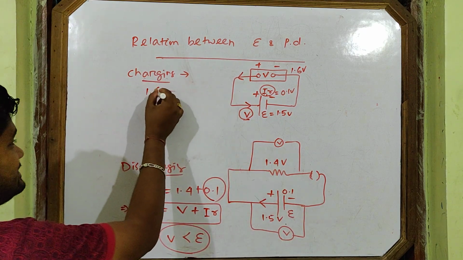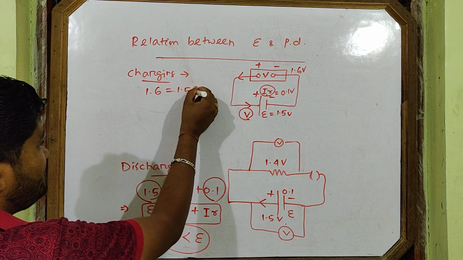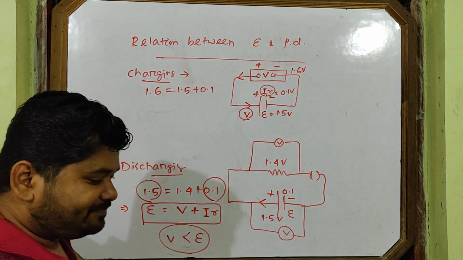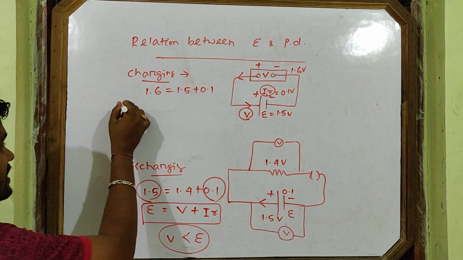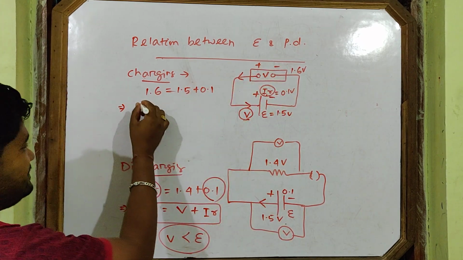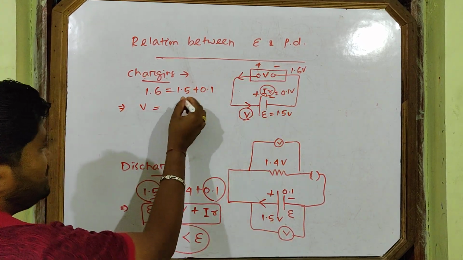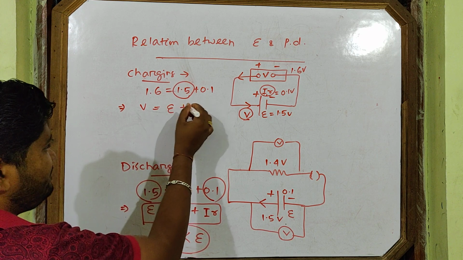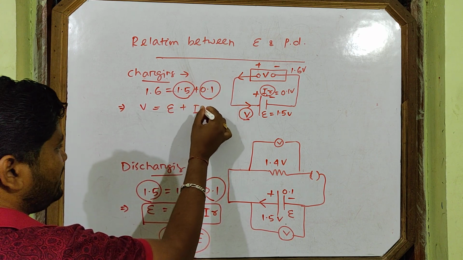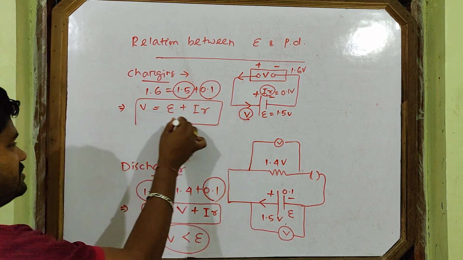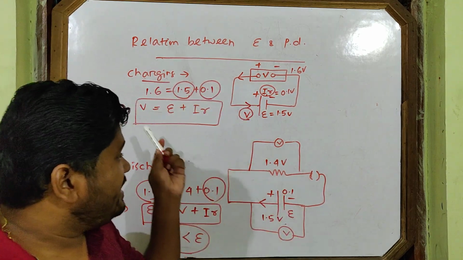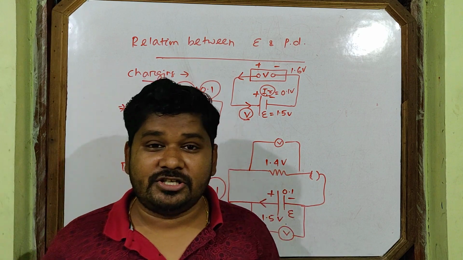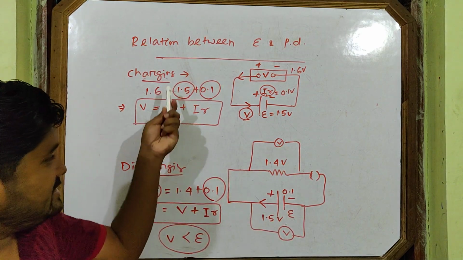So 1.6 is equal to 1.5 plus 0.1. What is this 1.6? Potential difference. What it provides to the cell. This 1.5 is EMF and this is nothing but IR. So this is the relation between potential difference and EMF in charging condition.